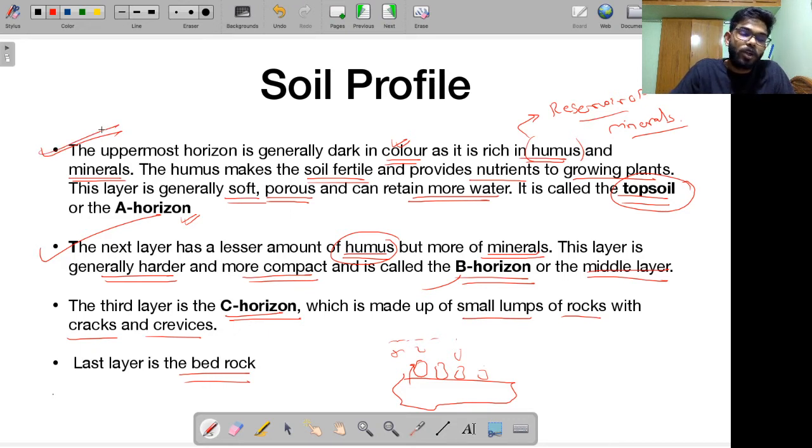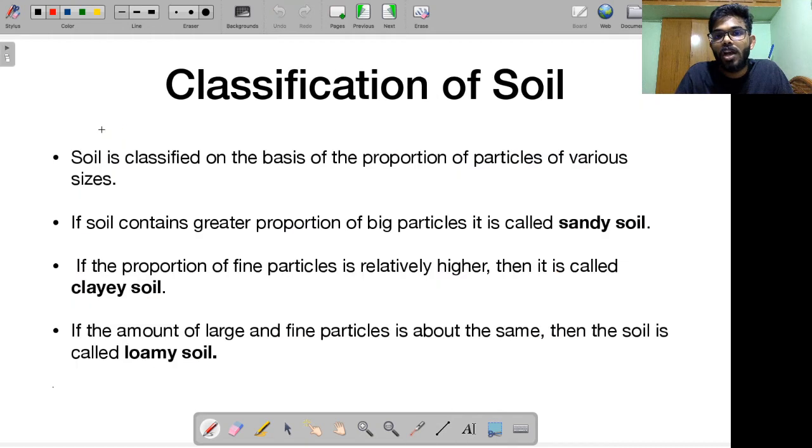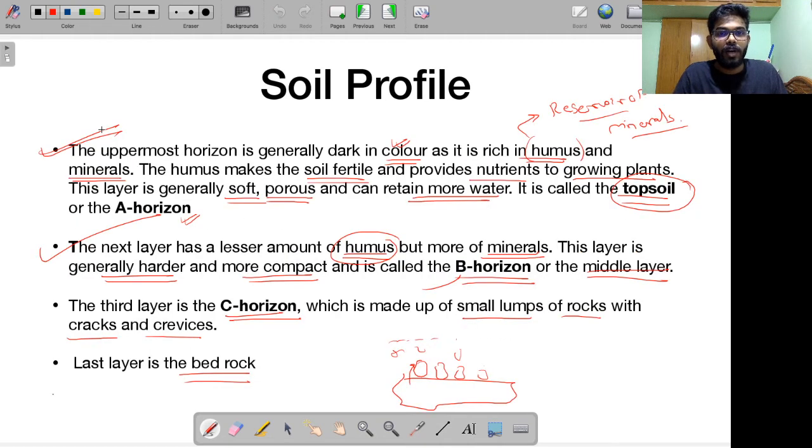Remember, the A horizon, the topsoil, is responsible for supporting the plants, because humus etc. has the necessary porosity for water to seep through, and enough water retention capacity. That is the reason topsoil is very crucial for the growth of plants. Alright, so this is a little bit about your soil profile.